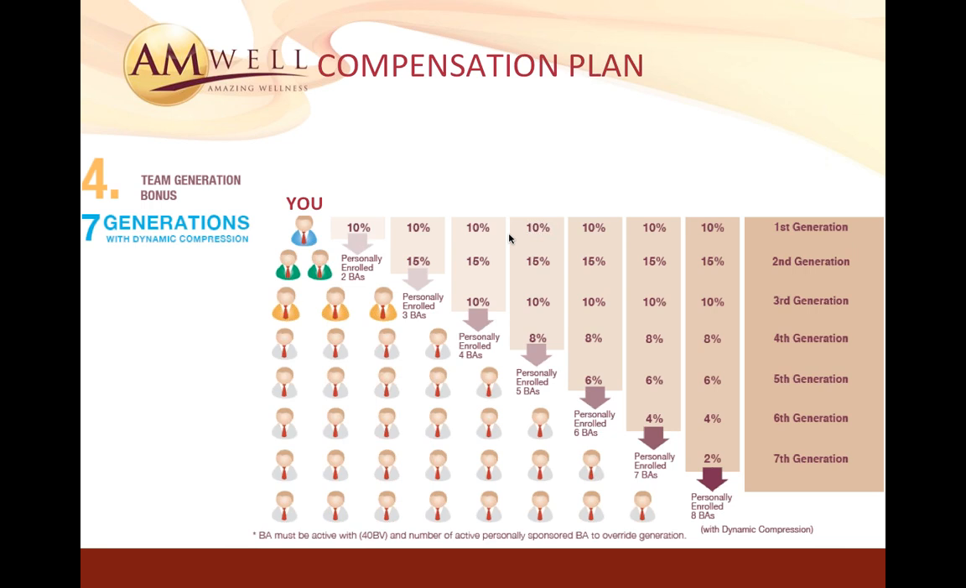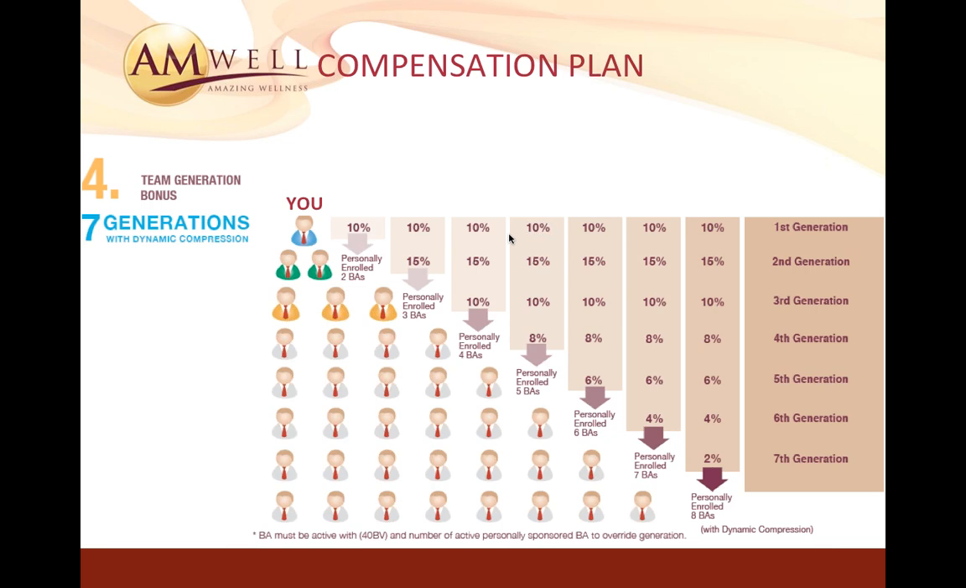You'll earn 15% on all of your second generation unilevel commissions. If your second generation sponsors people, that becomes your third generation, and you'll earn 10% on all third generation purchases. If your third generation enrolls anybody, that's your fourth generation. It goes all the way on down to 7 generations. So it's 10% on the first, 15% on the second generation, another 10% on the third, 8% on the fourth generation, 6% on the fifth generation, 4% on the sixth generation, and 2% on the seventh.